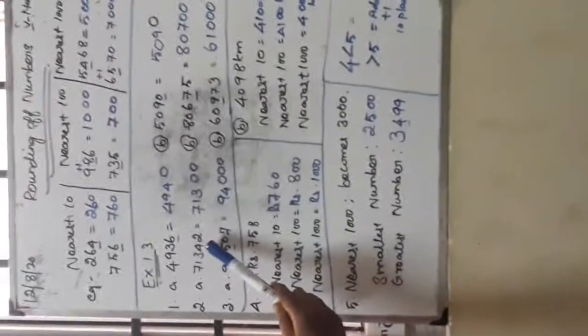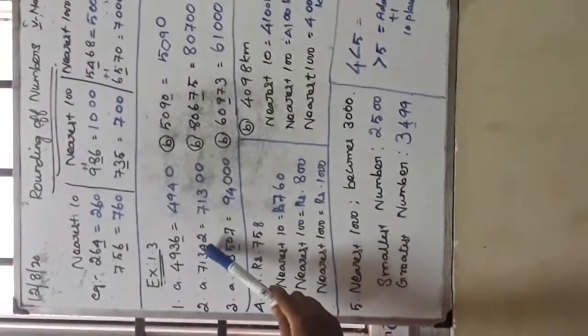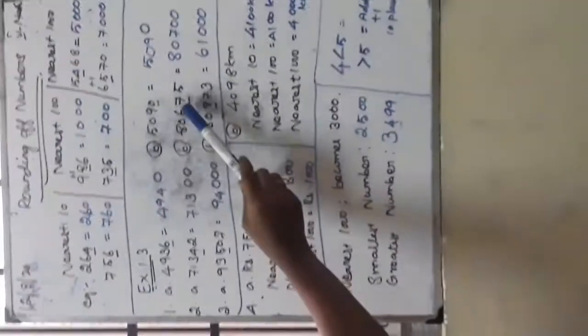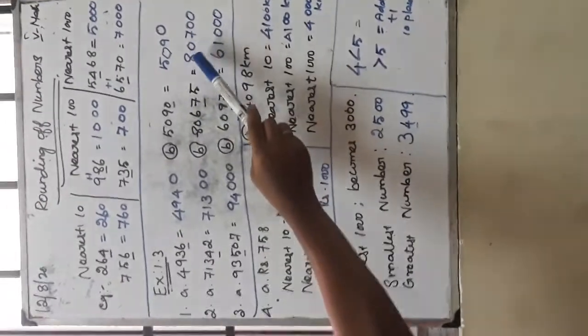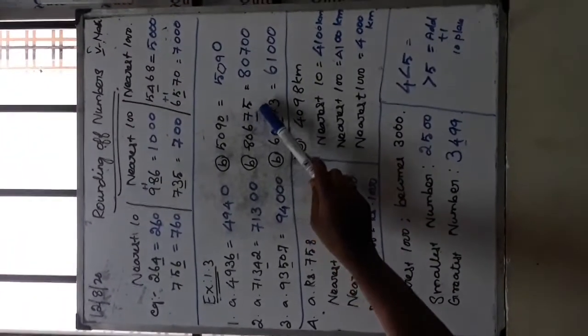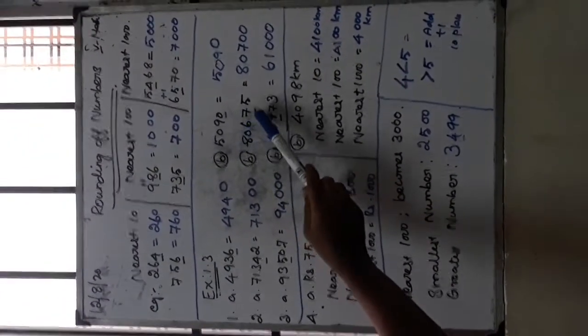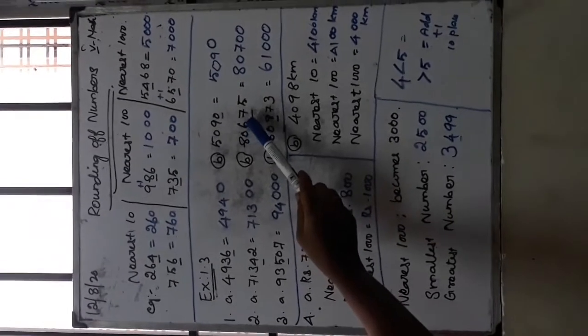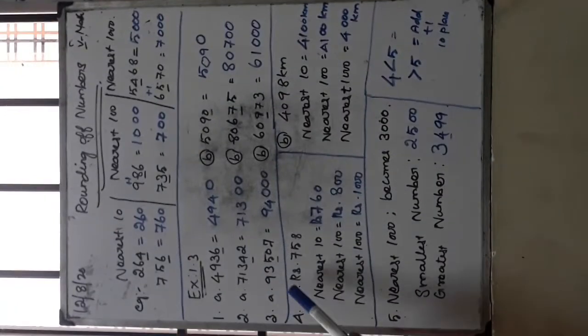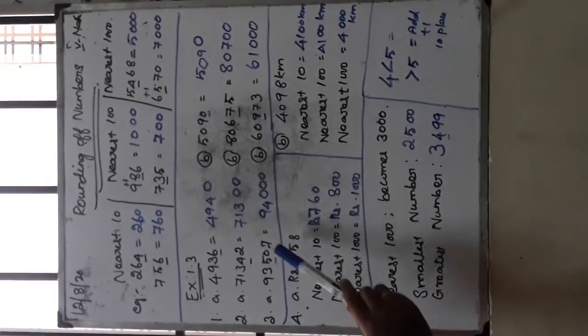So what do you do? You have to write the same number, isn't it? So 71300. The next one is 80675. So 00. Then the second digit is 7. Here 5 is greater, isn't it? So you have to add 1. So 6 plus 1 means 7. So 80700. That's all. So next one is round off the numbers to the nearest 1000.